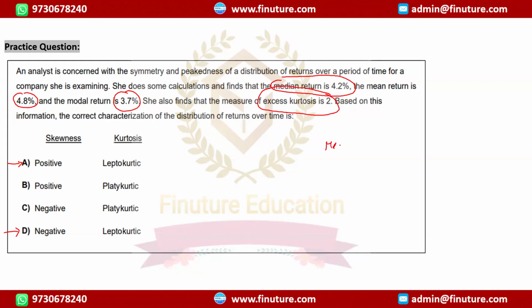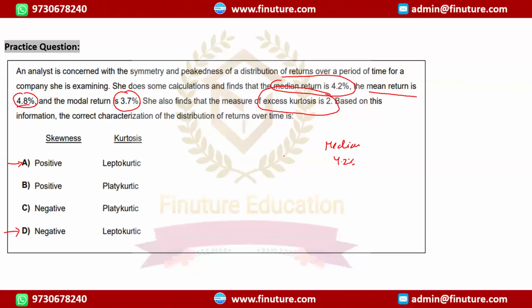I think firstly, I have to see the position of the mean. Exactly, the position of the mean. The median would always be in between. So this median that we are given, 4.2%, would always be in between. Now let's see where the mean is lying.